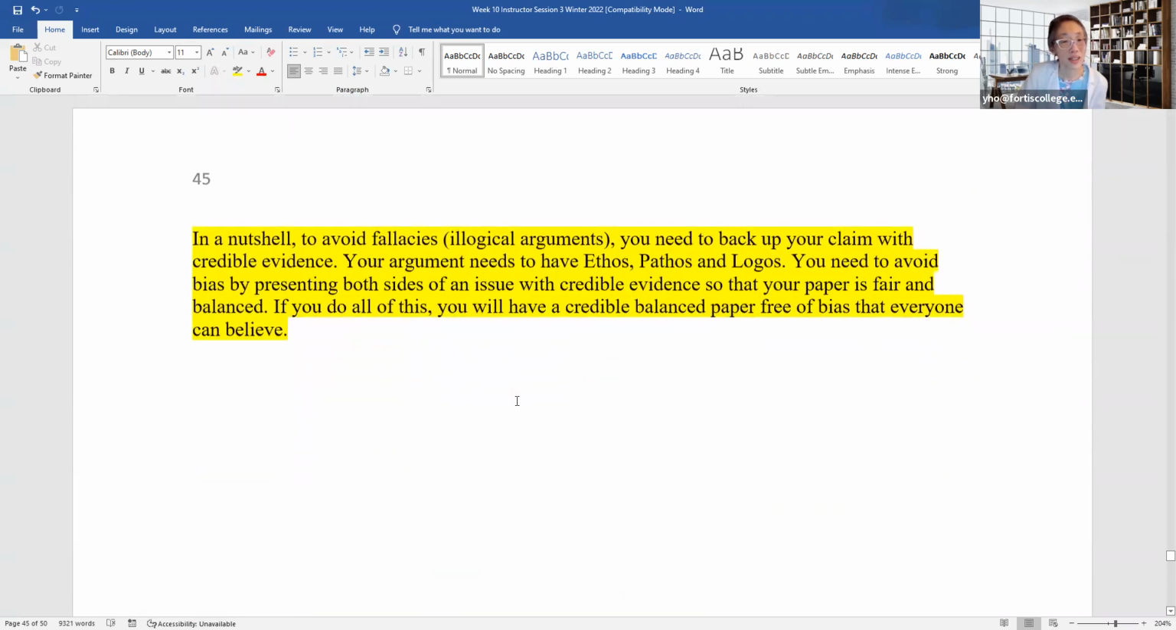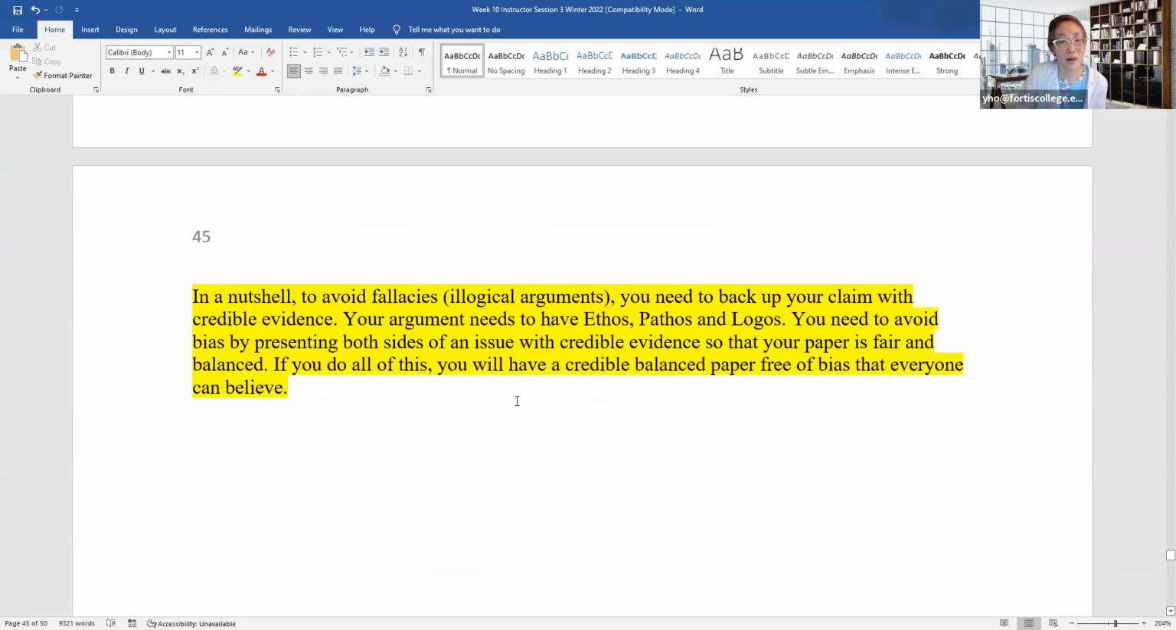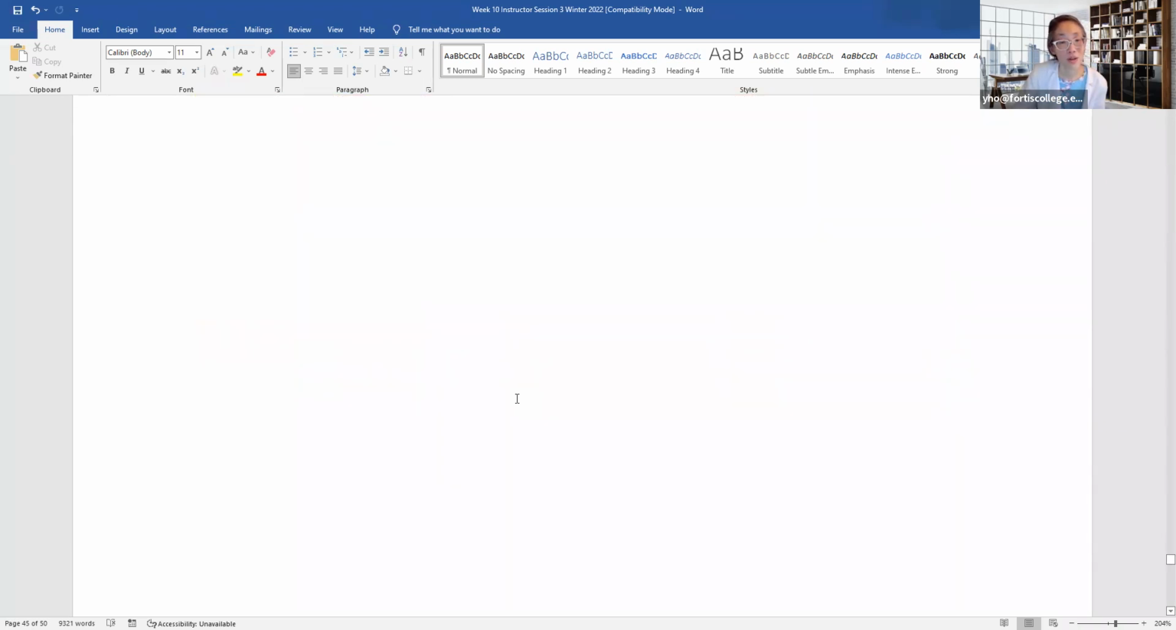That's what I read. So in a nutshell, to avoid fallacies in arguments, you need to back up your claim with credible evidence. Your argument needs to have ethos, pathos, and logos. You need to avoid bias by presenting both sides of an issue with credible evidence so that your paper is fair and balanced. If you do all of this, it will fulfill the O in objective, and it will fulfill the ethos and logos in ethos, pathos, and logos.